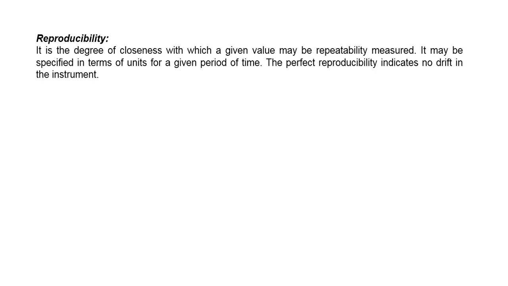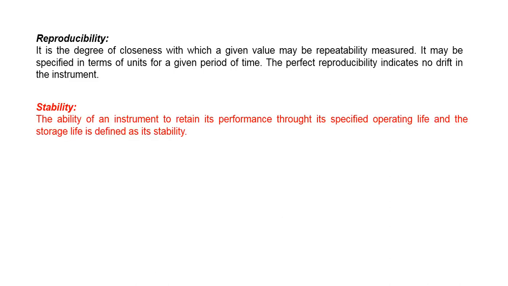Reproducibility. Yes, that's an important characteristic of any instrument. It's a degree of closeness with which a given value may be repeated again and again. It may be specified in terms of unit for a given period of time. Perfect reproducibility indicates no drift in the instrument. Stability. The ability of the instrument to retain its performance throughout its specified operating life is called the storage life, or it's also called the stability of that instrument.